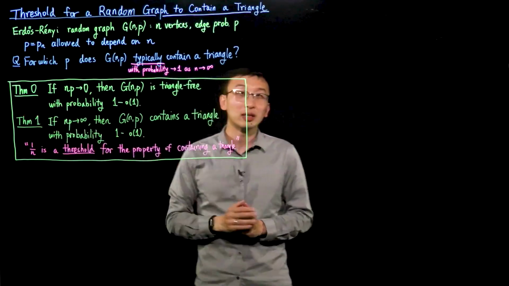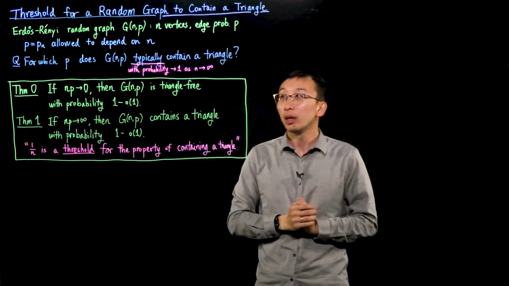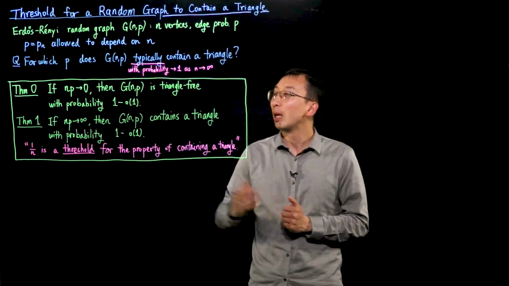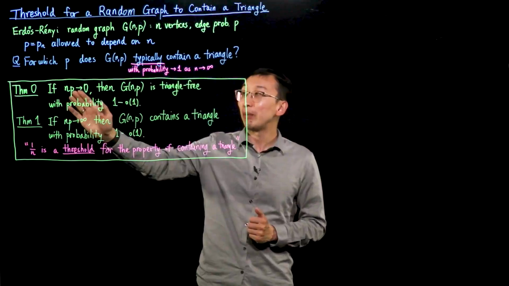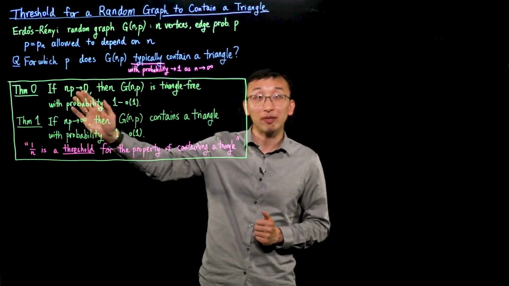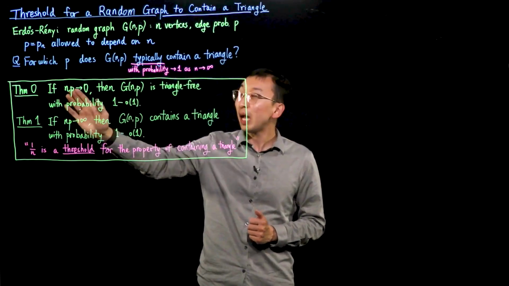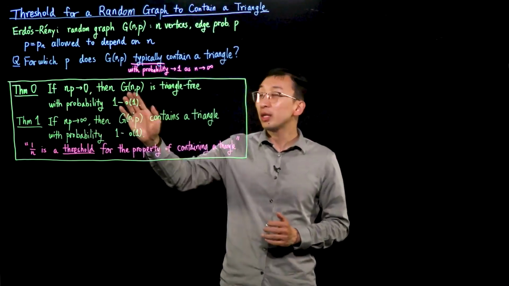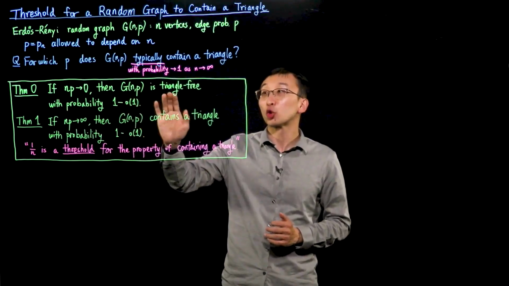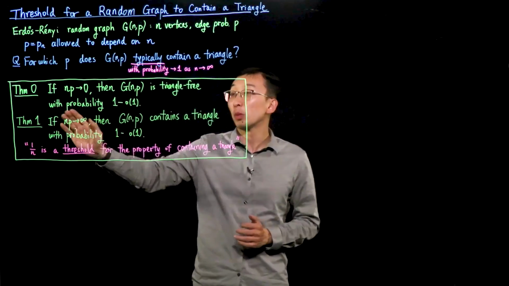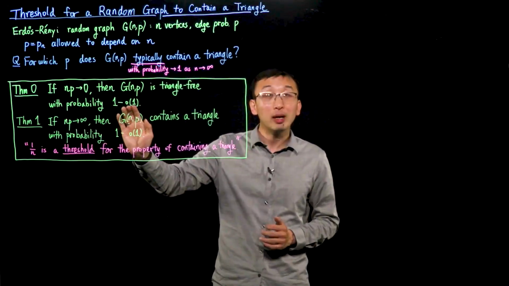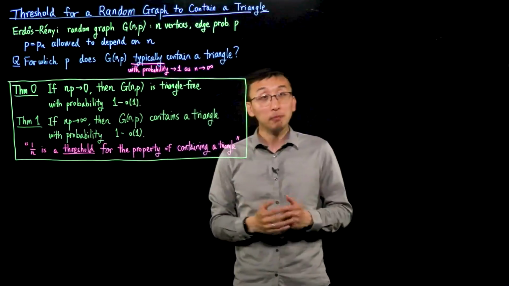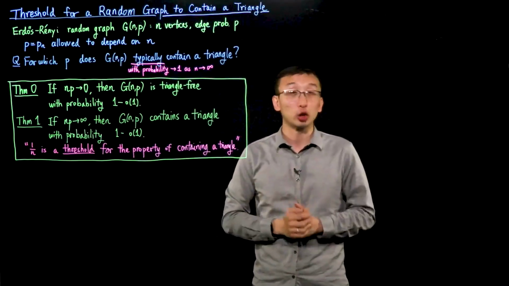Theorem 0, sometimes referred to as the zero statement, is the statement about not having any triangles, having zero triangles. And it says that if n times p, remember p is a function of n, p is allowed to depend on n, if n times p approaches 0 as n goes to infinity, then this random graph GNP is triangle-free with probability approaching 1 as n goes to infinity. In other words, with high probability, this random graph does not have any triangles.